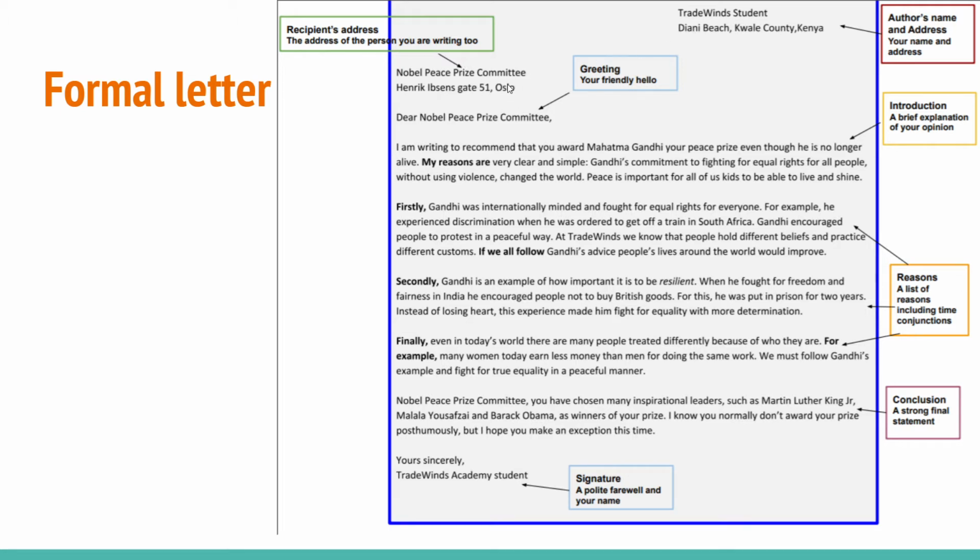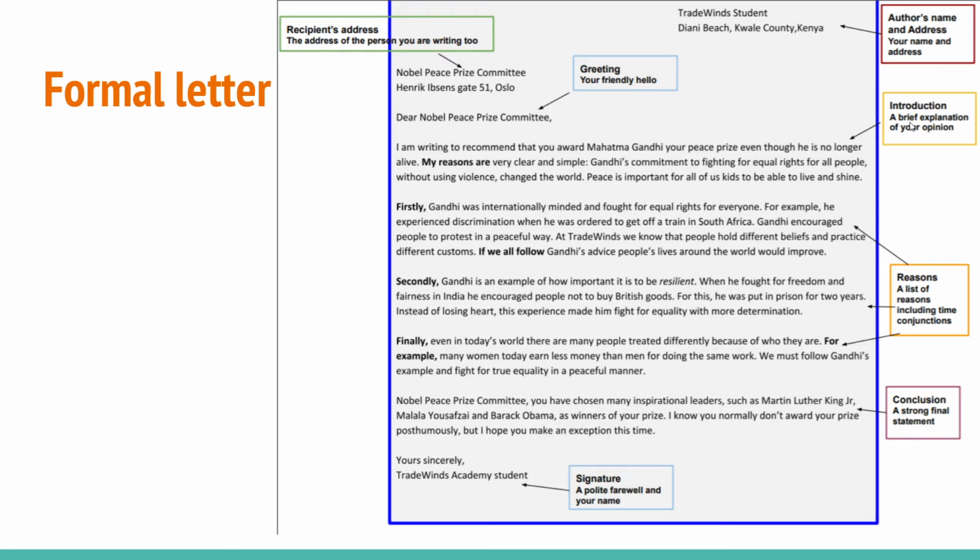Then we're going to continue to write a letter. First thing I want to do is to say hello to them, right? So that they don't feel like I'm just barging in. I need to say hello. It can be a nice, friendly greeting. In this case, I wrote, "Dear Nobel Peace Prize Committee." We write a comma at the end, and then we start writing.